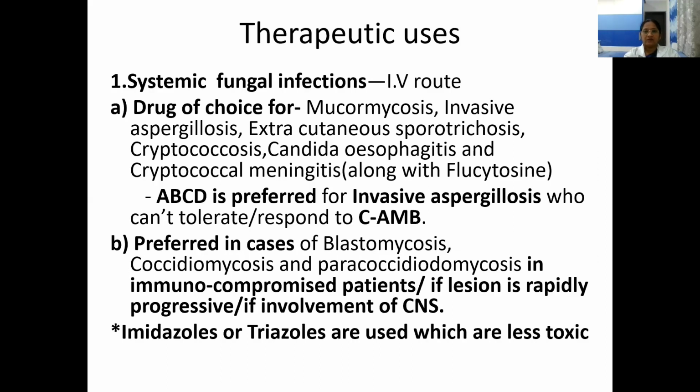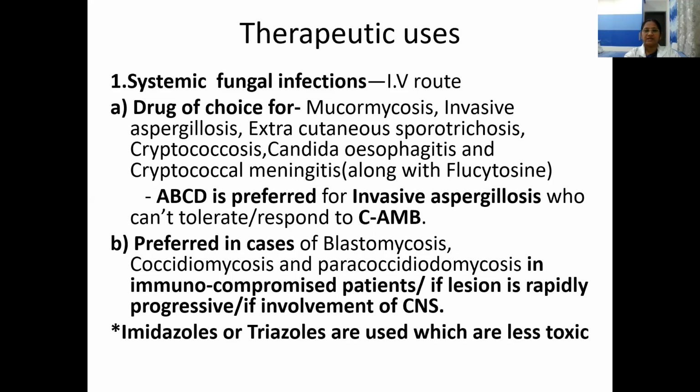Coming to the therapeutic uses of amphotericin B. The first one is for systemic fungal infections. The route of administration is the IV route. In systemic fungal infections, number one, it is the drug of choice for mucormycosis, invasive aspergillosis, extracutaneous sporotrichosis, cryptococcosis, candida esophagitis, and cryptococcal meningitis.